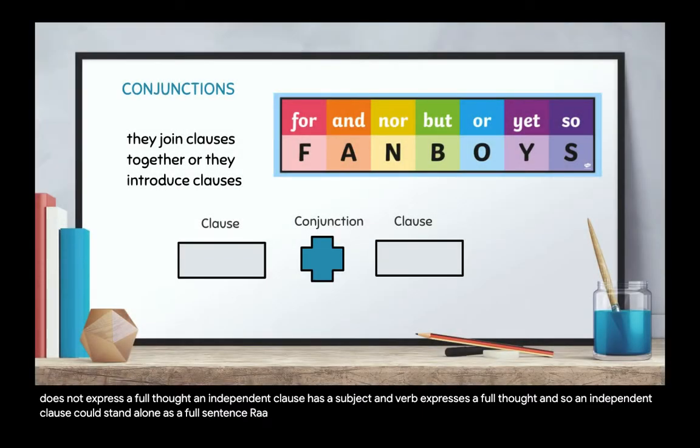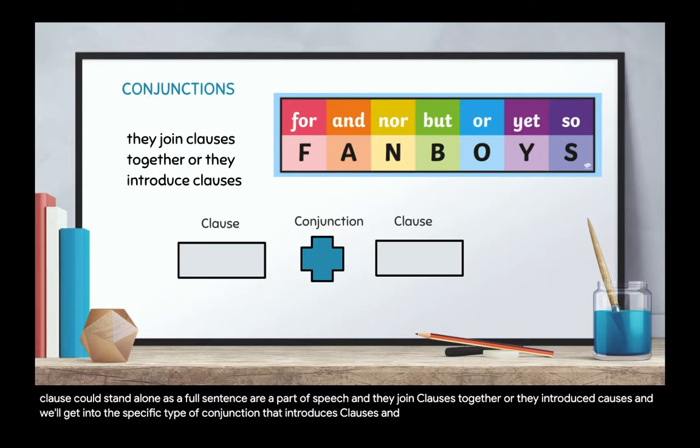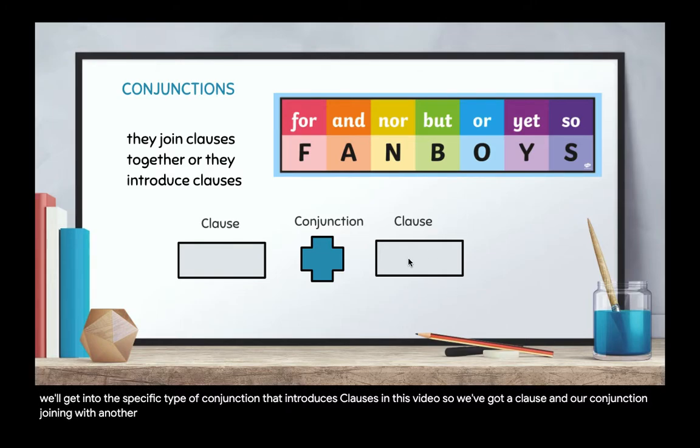Conjunctions are a part of speech, and they join clauses together or they introduce clauses. And we'll get into the specific type of conjunction that introduces clauses in this video. So we've got a clause and our conjunction joining with another clause. And our conjunctions are for, and, nor, but, or, yet, so. We use the acronym FANBOYS to remember these common conjunctions.